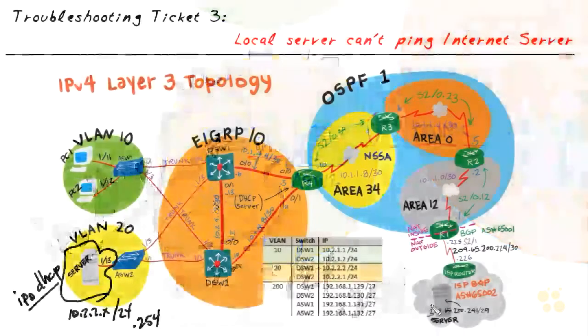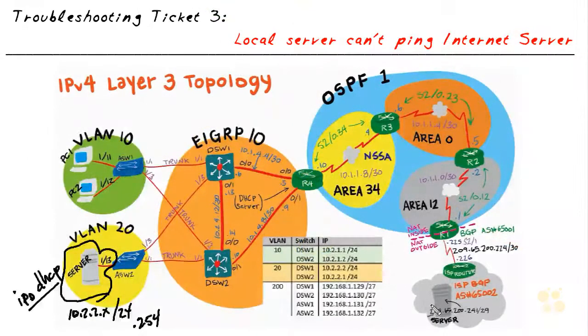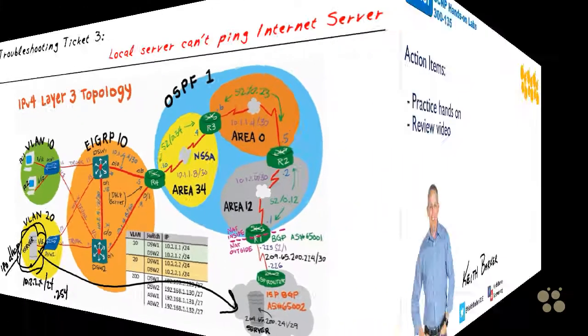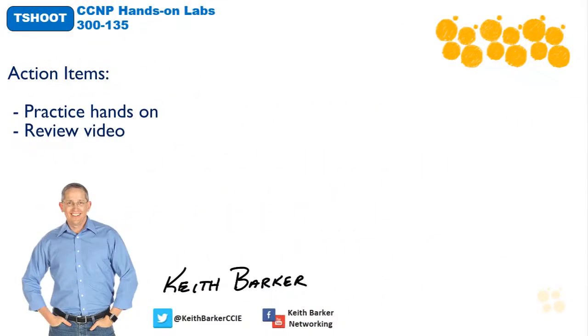In this nugget, we've identified the problem for troubleshooting ticket number 3, and that is the server on VLAN 20 cannot yet ping the server on the internet at 209.65.200.241. And it's up to you, my friend, to troubleshoot this in your own virtual machine GNS3 lab to get that connectivity restored. Enjoy the troubleshooting, and after you've spent some adequate time with ticket number 3 on your own, come and join me in a separate nugget where we'll do the solution and walkthrough of that solution together.